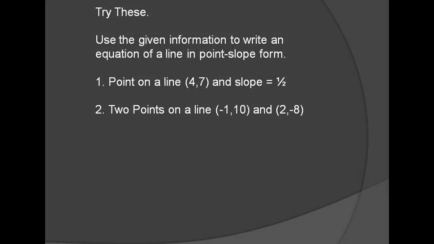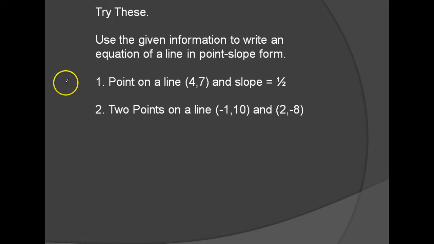Alright, I'm going to give you an opportunity now to try a couple problems. The first problem is write an equation in point-slope form given a point and the slope. And that's just like the first example I did. And then write an equation where you're just given 2 points. So at this point you might want to pause and then try these 2 problems on your own. Restart it and see how I do and compare our answers.